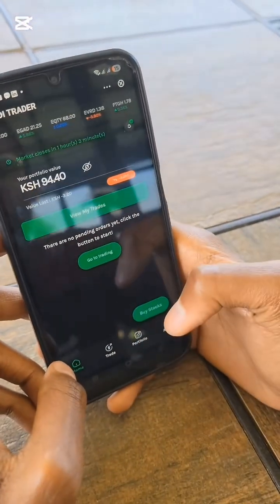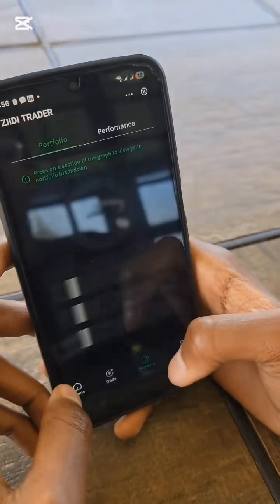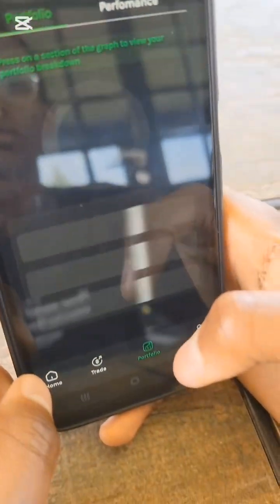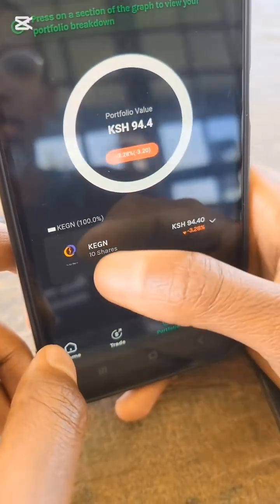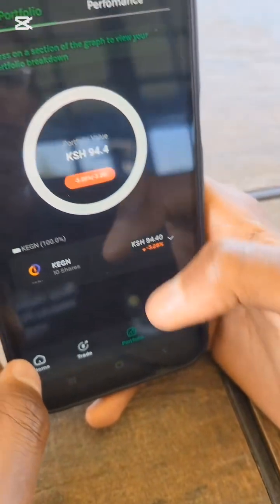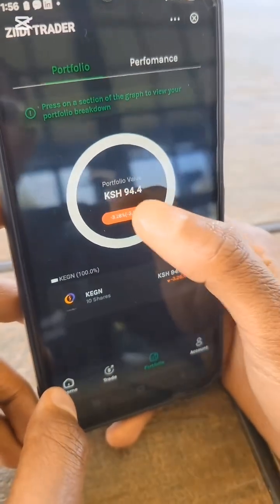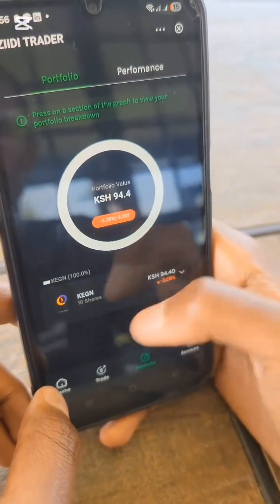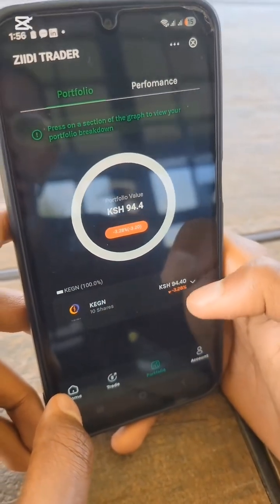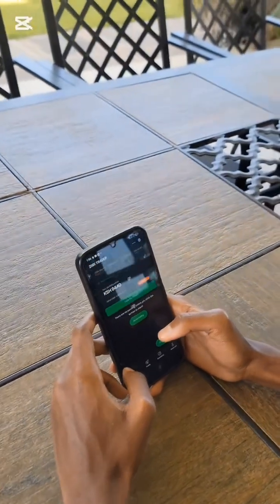Then it's beginner friendly, very beginner friendly. You don't even need any training. You just go to the M-PESA app, go to ZD Trader, just follow through, and within no time you have invested and money has been deducted from your M-PESA account.